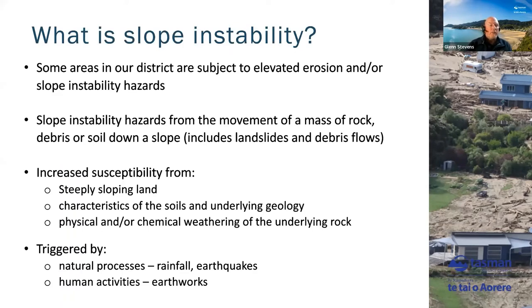Having a slope that's susceptible to failure still needs a triggering process. These are typically natural processes of extreme rainfall, so very intense and heavy rainfall, and or earthquake shaking. Human activities can both increase the susceptibility of a slope or act as a trigger, and the sort of things that we're talking about there is inappropriate earthworks that might be, say, oversteepening a slope or removing the support material from the base of a slope.